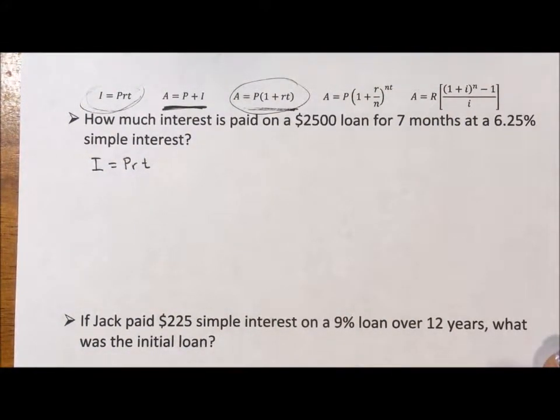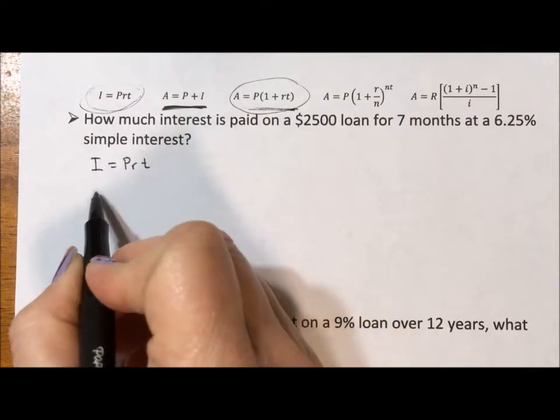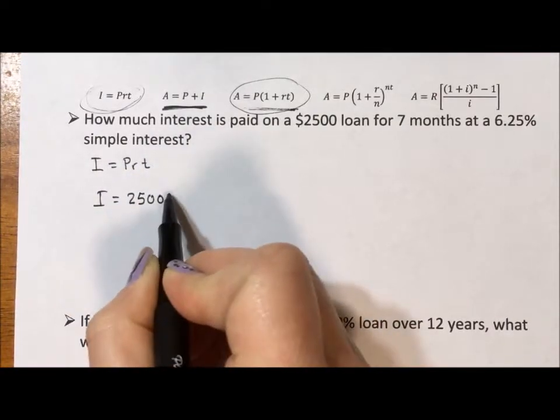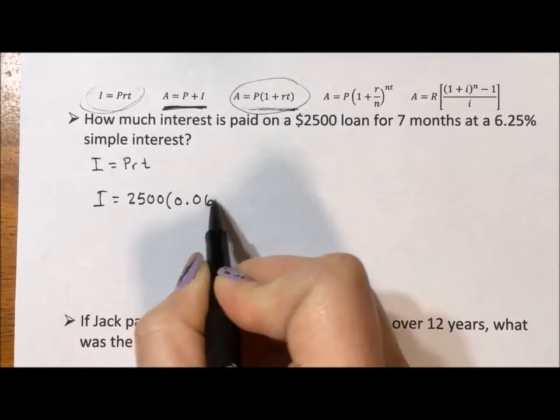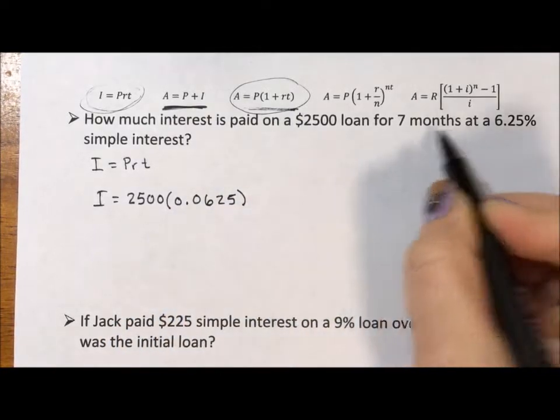So for this one, I'm asked specifically about interest. So I have to use the interest formula. This one doesn't really apply. So I have interest equals 2,500 at 6.25, so I have to divide by 100 to get 0.0625. Here's the tricky thing.